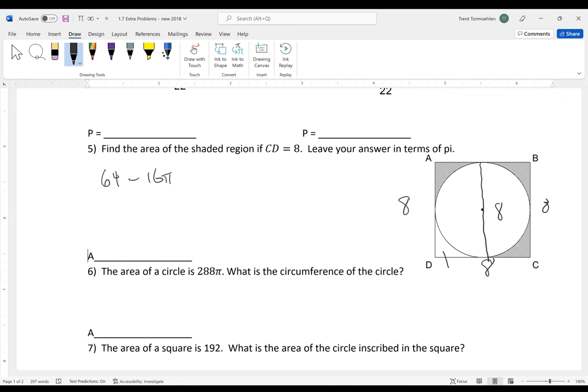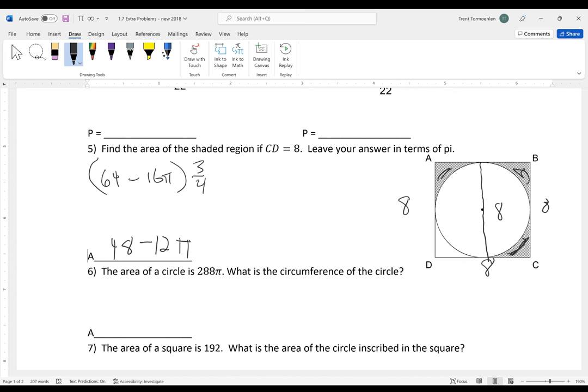So we now have to say, well, what's this going to be? Well, that actually is pretty difficult. So instead of trying to find out what that one is to subtract away, what we realize is 64 minus 16 pi gives us these 4 pieces. And those 4 pieces are identical. And we want to find the area of 3 of them. And so we just multiply 64 minus 16 pi times 3/4. So if we do it, 64 minus 16 pi times 3/4, you end up with 48 minus 12 pi.